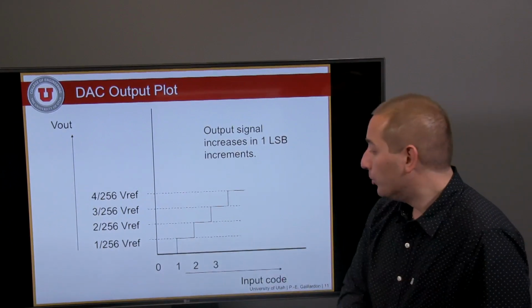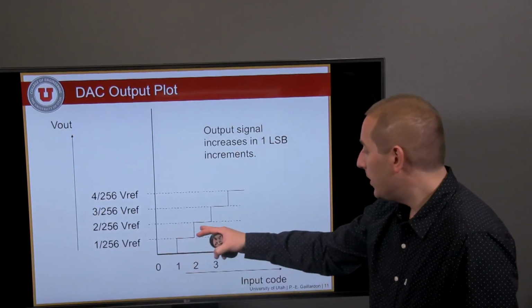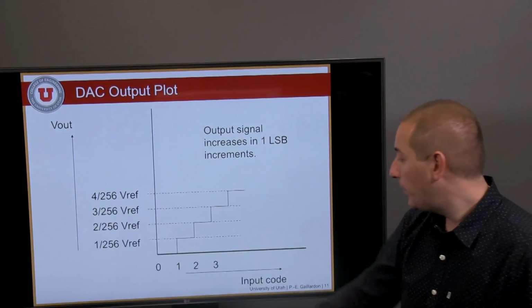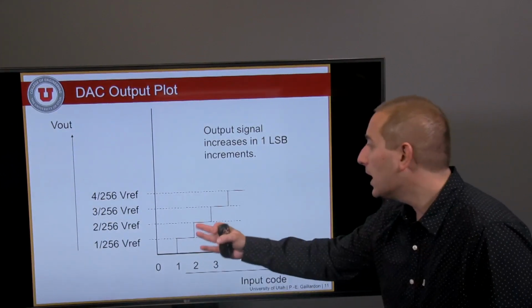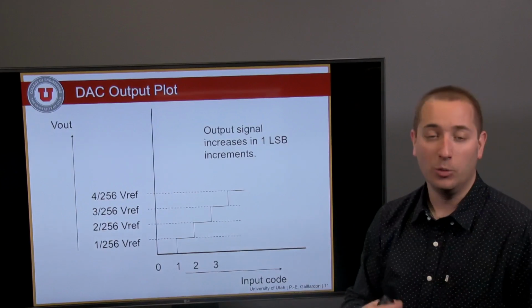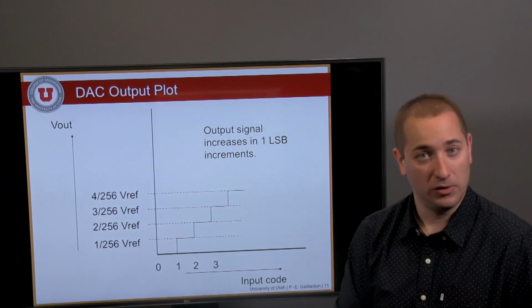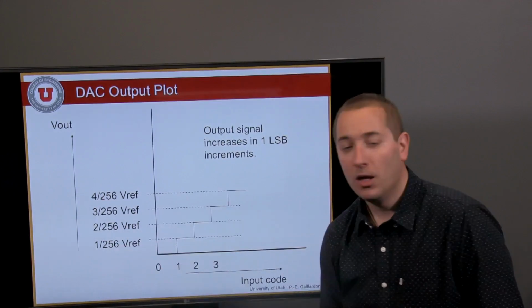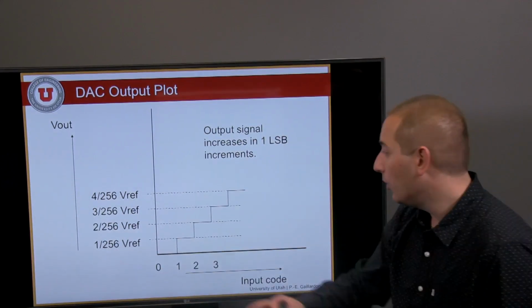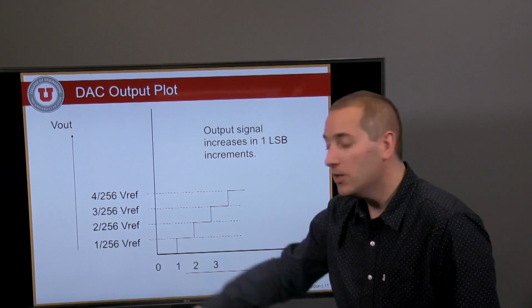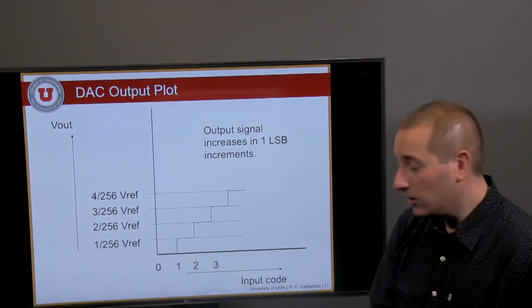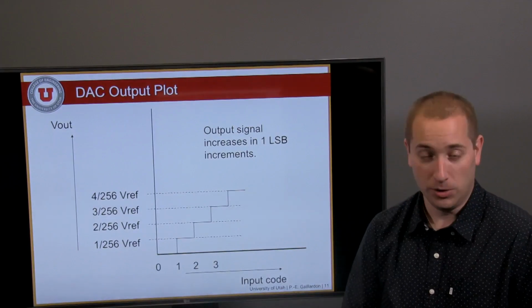If we look at the output plot, that kind of system will basically create some sort of a staircase response depending on the input code and the output. So the output signal will increase in 1 LSB increments in that case, following the minimum resolution sample that you can get, which in that case would be 1 over the full resolution of your DAC multiplied by the reference voltage.